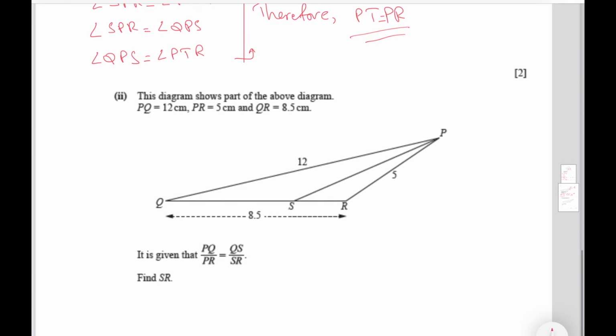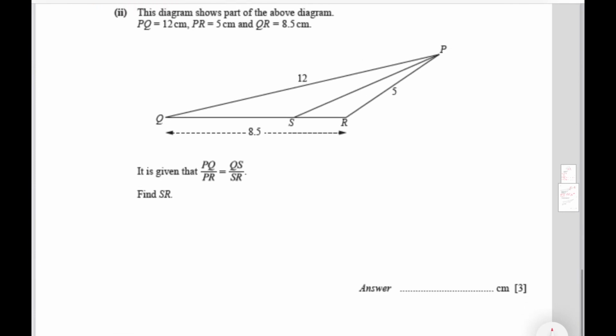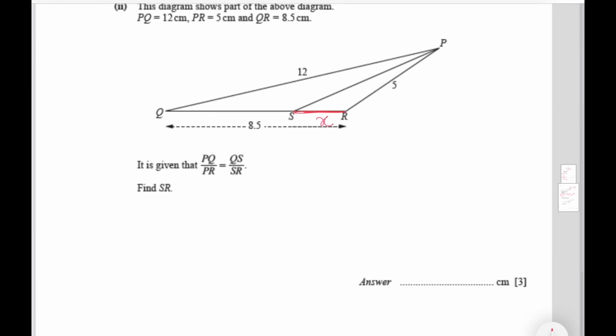The last part says the diagram shows part of the diagram above. PQ is 12, PR is 5, QR is 8.5. It is given that PQ over PR is equal to QS over SR. Find SR. So they've asked us to find this length over here. Let's call this X. So let's write down the information. They've given us this as well. We write 12, which is PQ, over PR. PR is 5. This is equal to QS. QS is just this part. So we do 8.5 minus X over SR, which is X already.